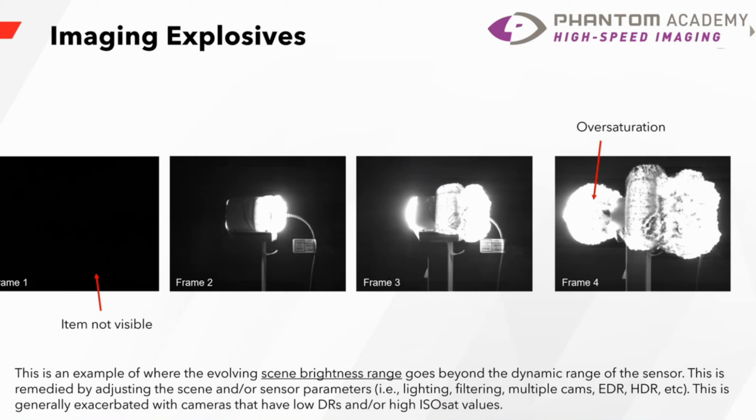This could be remedied by adjusting the scene or the sensor parameters. You could investigate using lighting, filtering, multiple cameras, techniques such as EDR, HDR, and others. And this is generally exacerbated with cameras that have very low dynamic ranges or those that have very high ISOsat values. ISOsat values simply tell you how fast your sensor saturates.